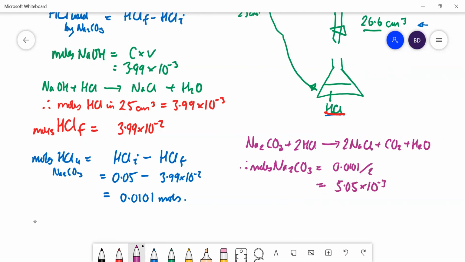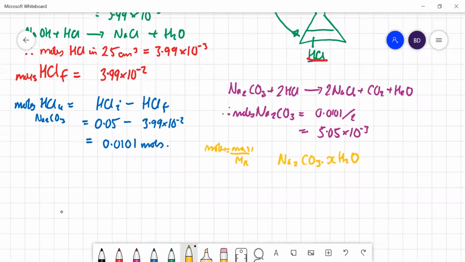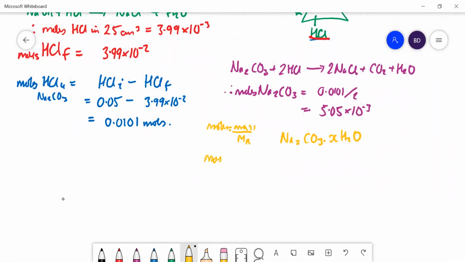Okay, now we know that moles is equal to mass over Mr. We know the mass of sodium carbonate hydrated. So this is sodium carbonate dot XH2O. We know the mass hydrated. They told us that was 0.627, so that's at the start of the question. We've just worked out the moles there, so we can work out the Mr.